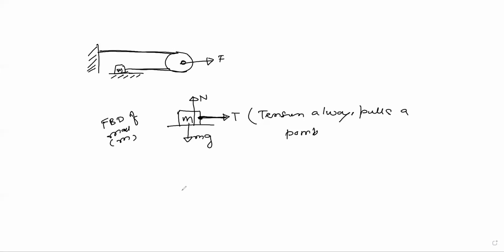If I want to draw for the pulley, then there is a force F. The string is passing like this. So there are 2 points. Suppose this is a point P, this is point Q. So what is the pulling direction? This is a tension. That will be tension. Now let's solve a few more cases.